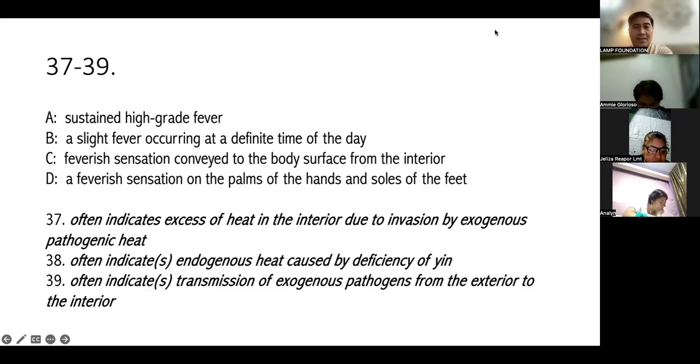How do you differentiate whether the heat is still exogenous, an external invasion of heat, based on the hands? How do you feel whether a person has a fever? Are you going to use your palm? Yes, Doc. I touch the body, the hands.